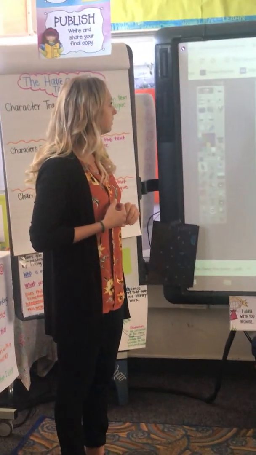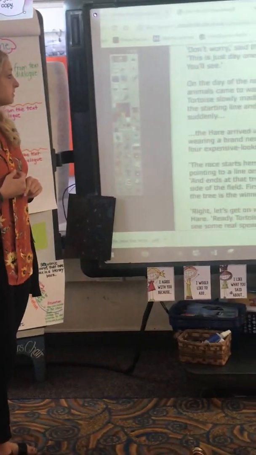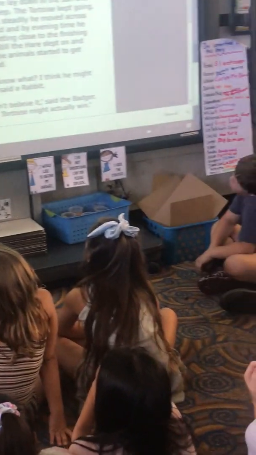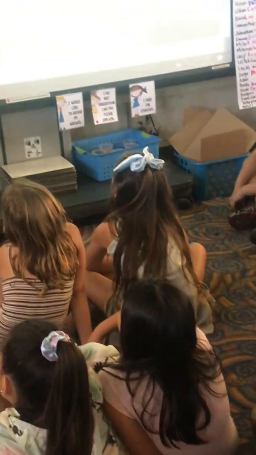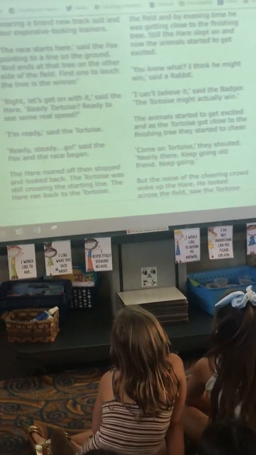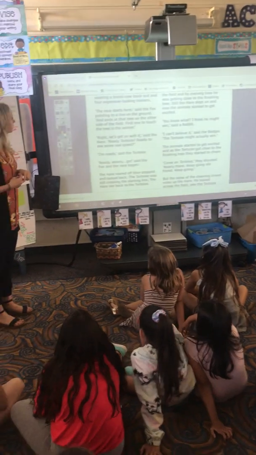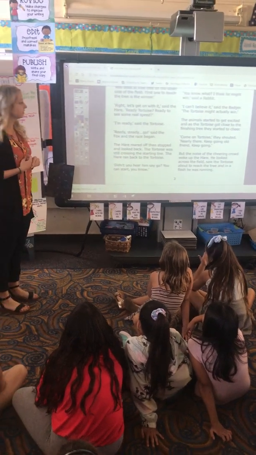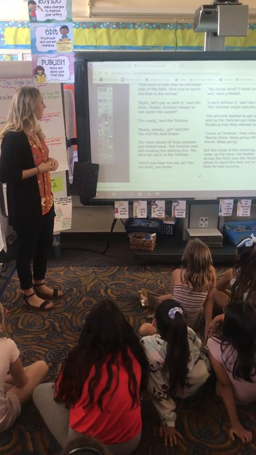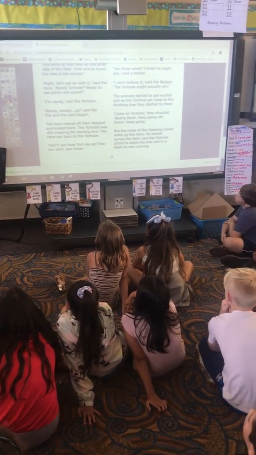On the day of the race, crowds of animals came to watch. The tortoise slowly made his way to the starting line, and then, suddenly, the hare arrived at top speed wearing a brand new tracksuit and expensive-looking trainers. "The race starts here," said the fox, pointing to a line on the ground, "and ends at that tree over there, on the other side of the field. First one to touch the tree is the winner." "Right, let's get on with it," said the hare. "Ready, tortoise? Ready to see some real speed?" "I'm ready," said the tortoise. "Ready, steady, go," said the fox, and the race began.